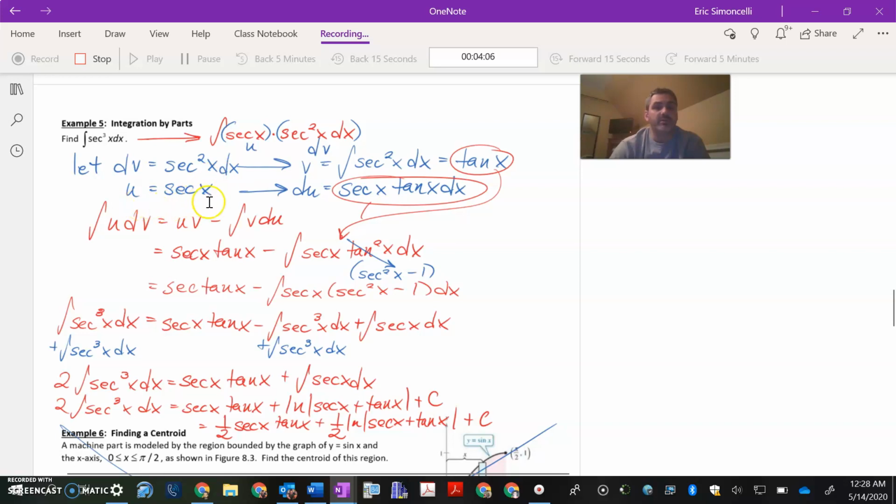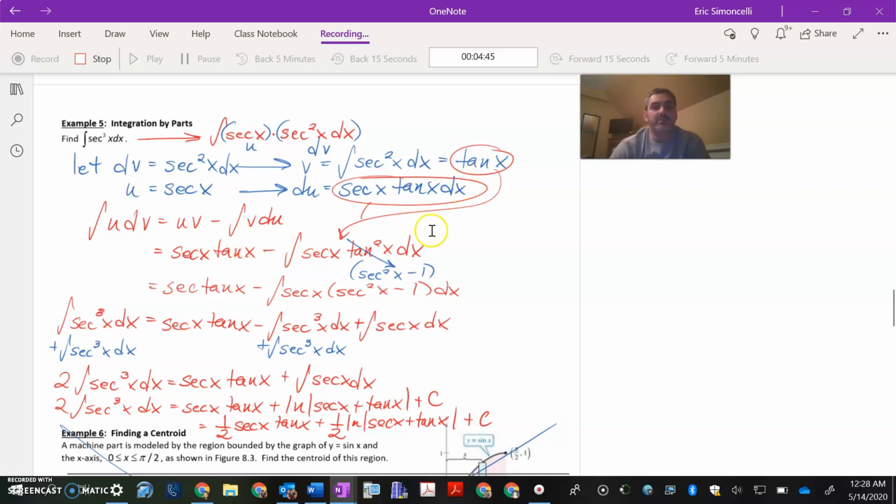So there's your u, secant of x. There's your dv, secant squared dx. The integral of secant squared x dx is tangent x, which is certainly more ideal than other options that we could have tested. Du, the derivative of secant is simply secant x tangent x dx. So again, here's our goal, generally speaking, using the integration by parts theorem. We got here u, so secant of x, tangent x, minus, that's your v, minus the integral of v du.